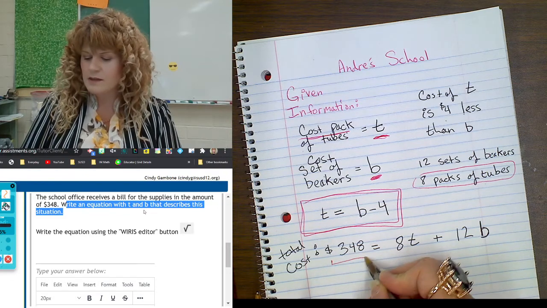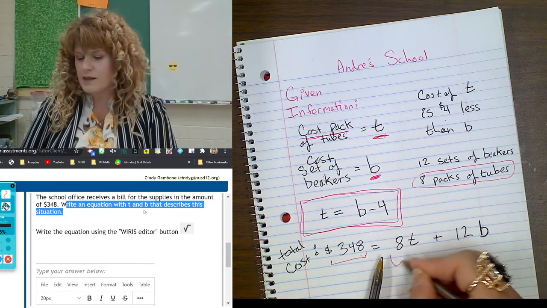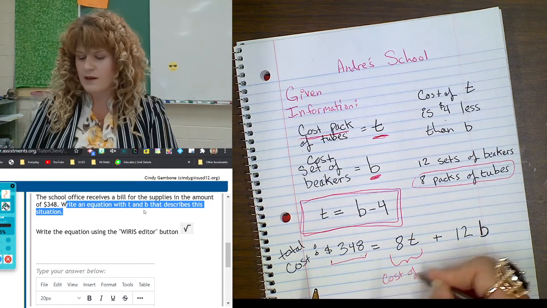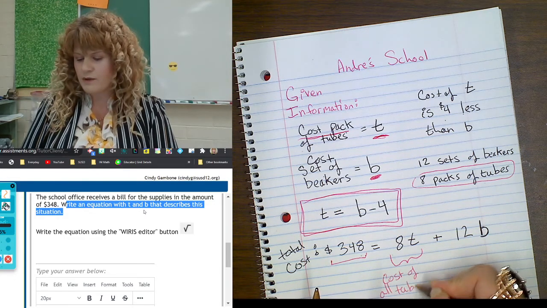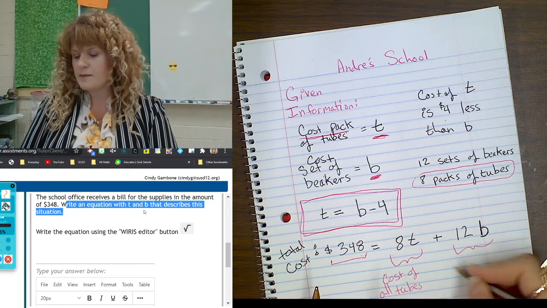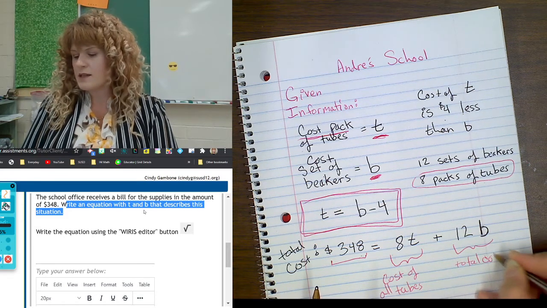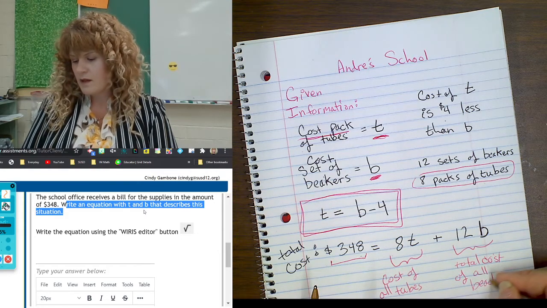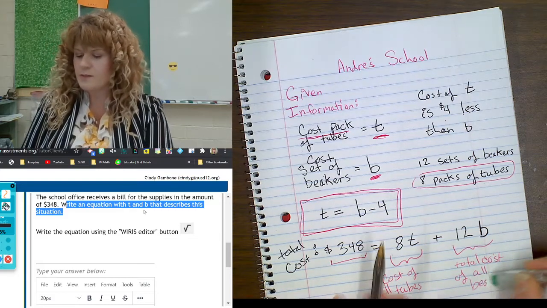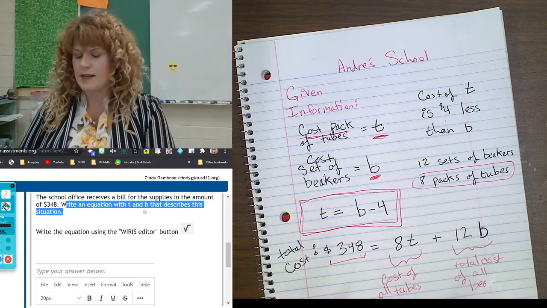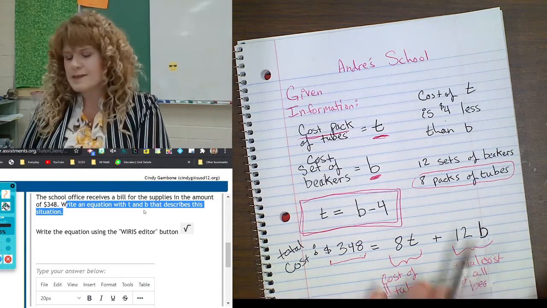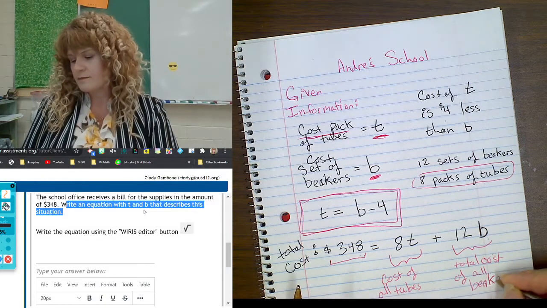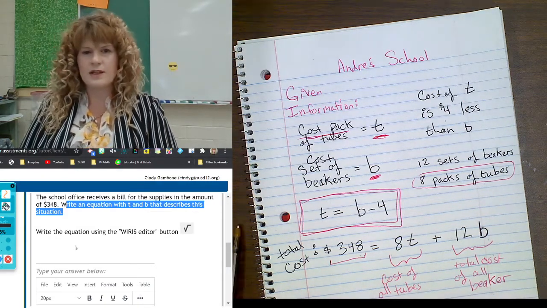The total cost is $348, and that equals 8 times T. That is the total cost of all tubes ordered, plus 12 times B, which is the total cost of all beakers ordered. And if you don't believe me, just remember it's the price per beaker times the number of sets of beakers. Price per set times number of sets, not price per beaker, price per set.